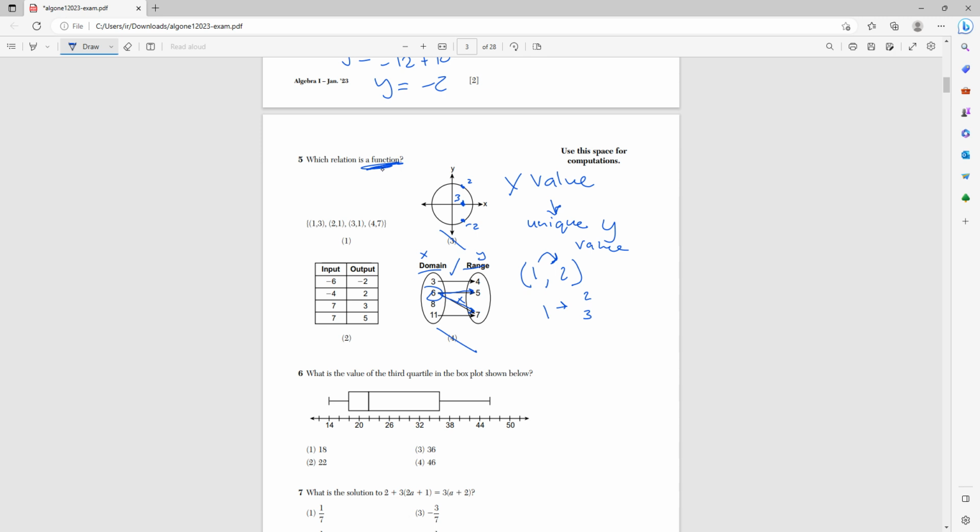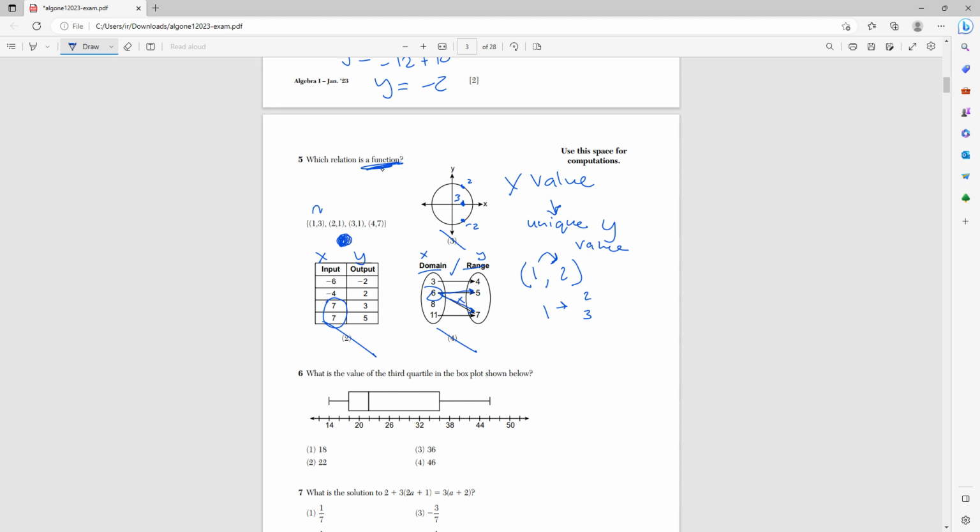And the same thing happens with number 2. Here, input is x, output is y. Remember that. Here it's saying that when x is 7, y is equal to 3, and when x is 7, y is equal to 5. So obviously, this is not a function because this x has multiple y values, which leaves us with number 1 being the only solution, right?